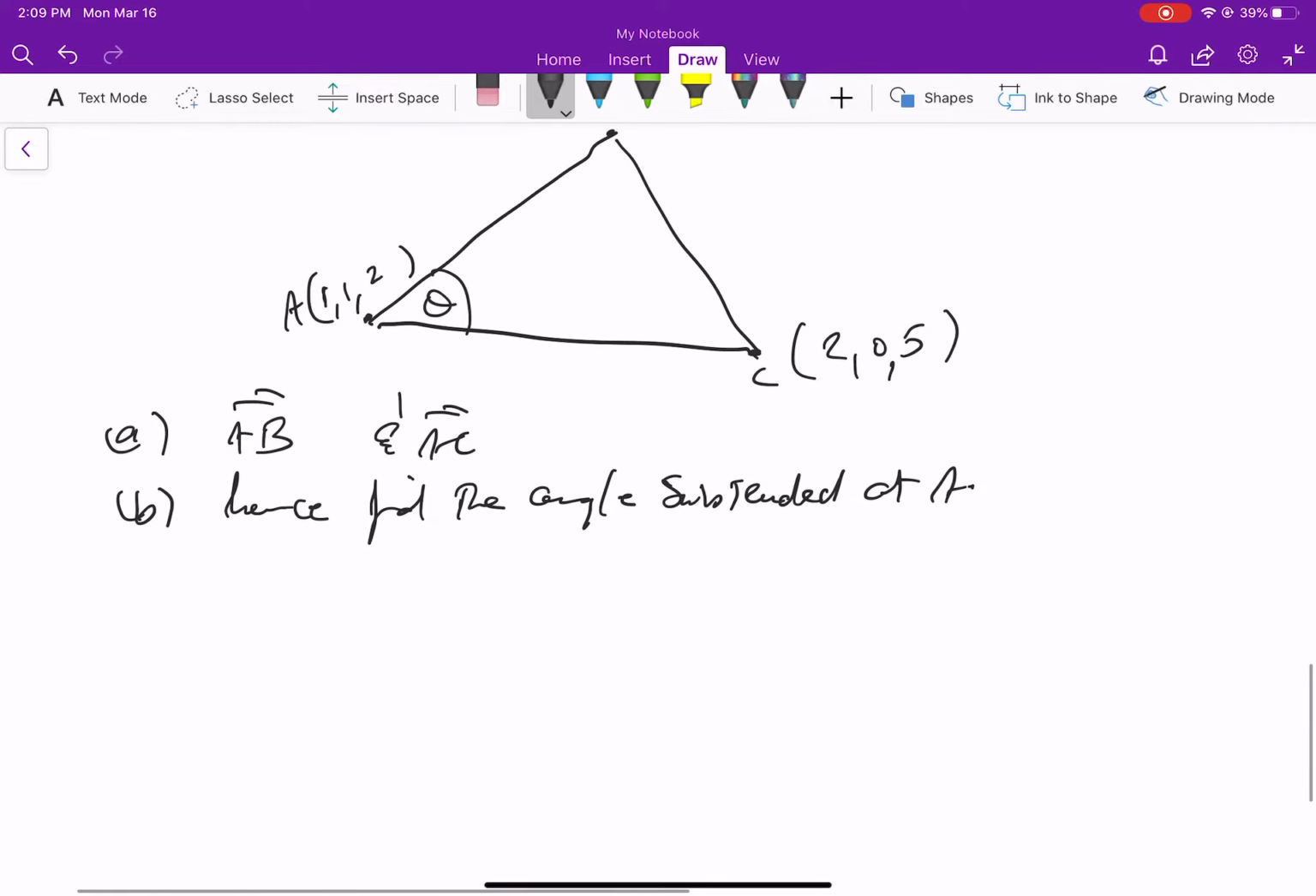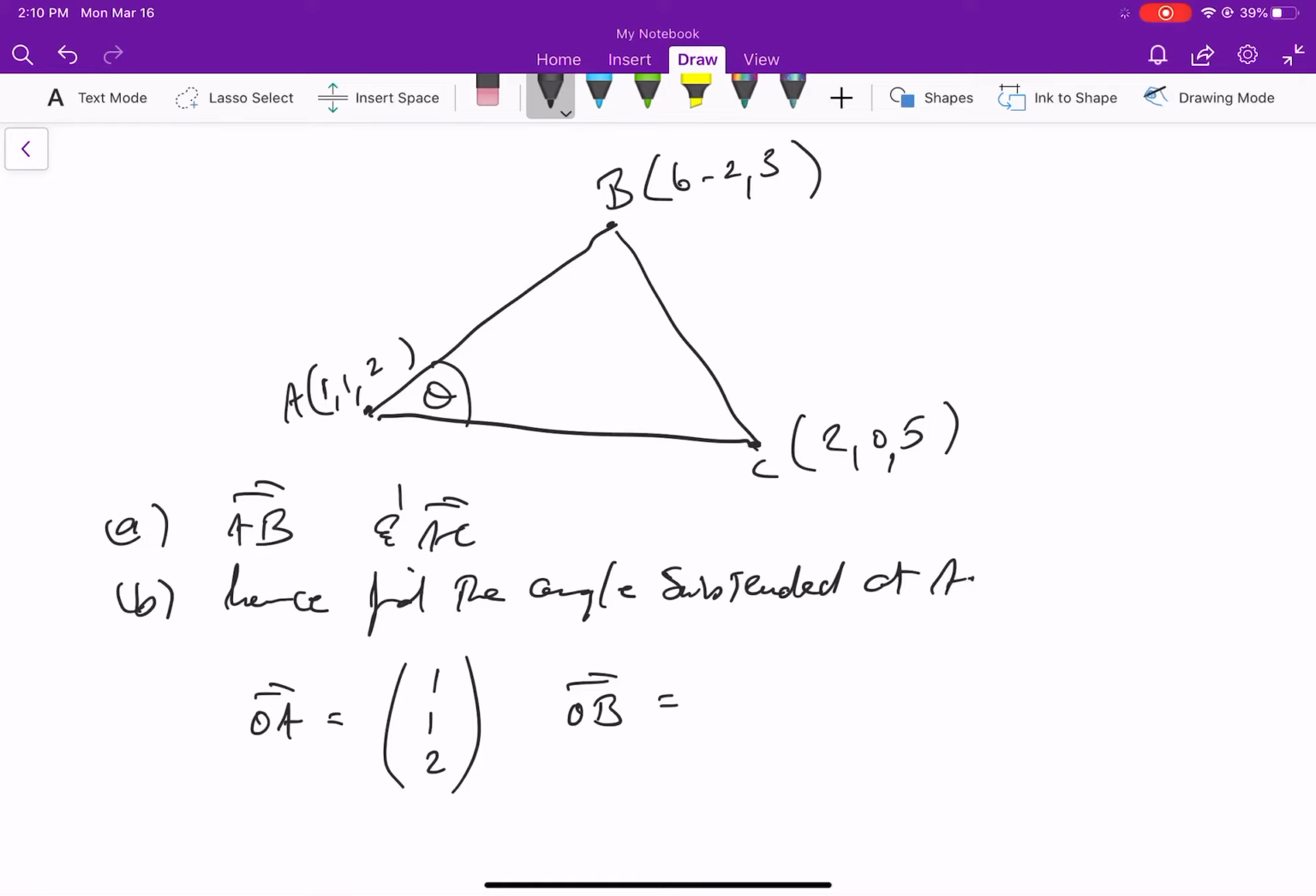In this case, you need to write down, first of all, the position vectors of all the points. And by definition, you will remember the position vector of a point is the vector that joins the origin to that point. So the position vector of A would be OA, and that will be given as, in column vector notation, 1, 1, 2. Position vector of B, OB, that would be 6, minus 2, 3. And the position vector of C, OC, will be equal to 2, 0, 5.